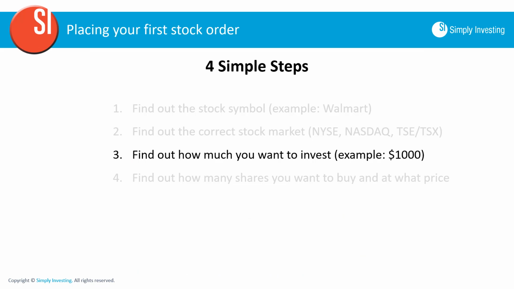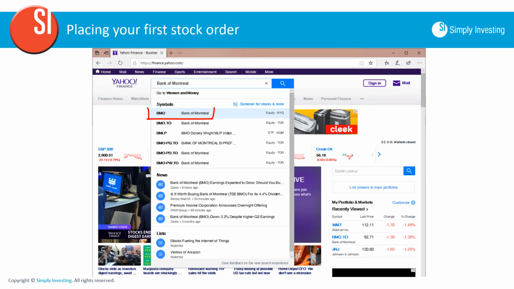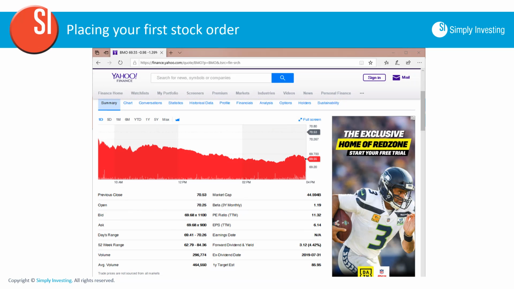Step 3, find out how much you want to invest. And we already know that. It's $2,000 US. Step 4, find out how many shares you want to buy and at what price. So back on Yahoo Finance, just go ahead and click on BMO, and it shows us that Bank of Montreal is currently trading at $69.55. Now if you scroll down just a bit, you can see the price range for today. So today, Bank of Montreal shares have traded in this price range from $69.41 to $70.26.